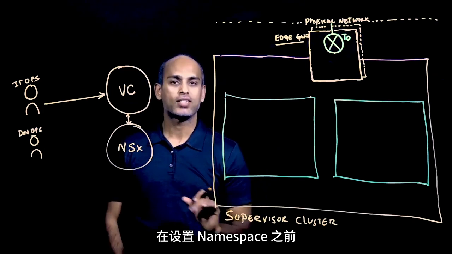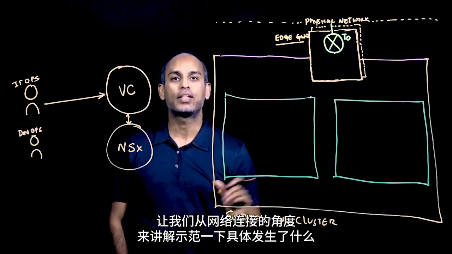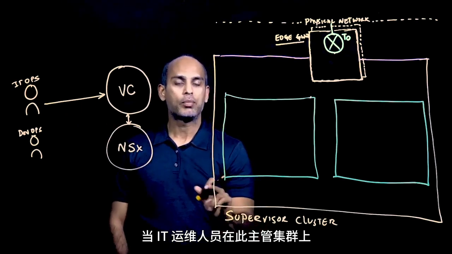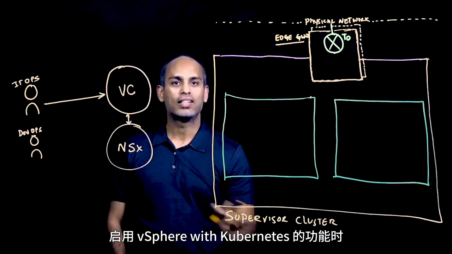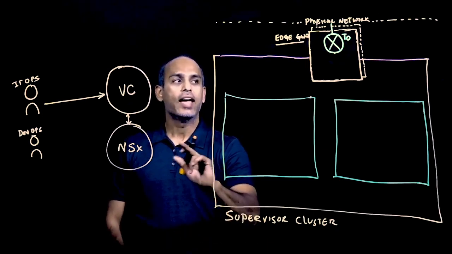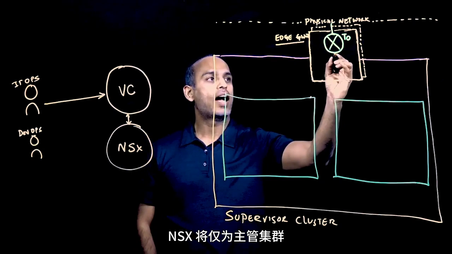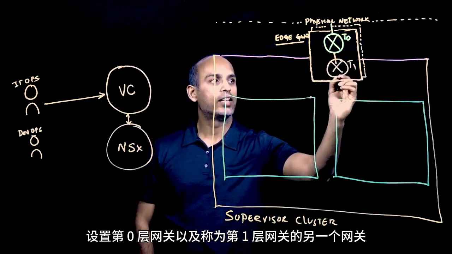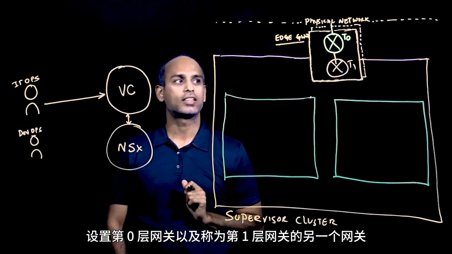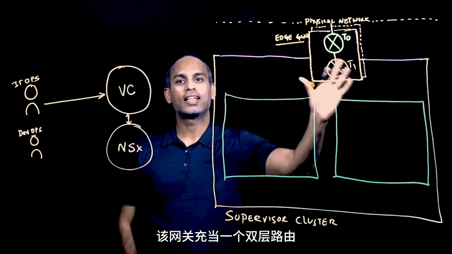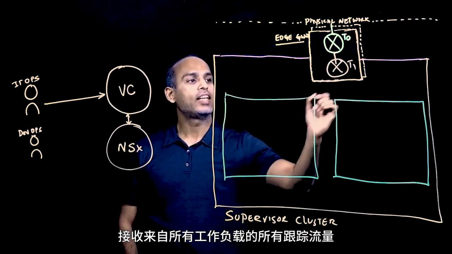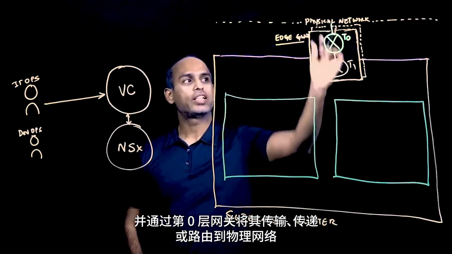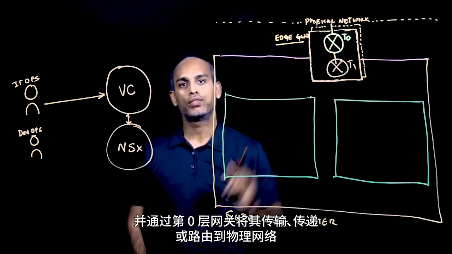Before we set up the namespace, let's walk through what happens from a networking perspective. As the IT ops persona enabled this capability of vSphere with Kubernetes on this supervisor cluster, NSX would set up a T0 and another gateway called Tier 1 gateway just for this supervisor cluster. All it does is act like a two-tier routing, taking all the traffic that comes in from all the workloads and routing it through T0 to the physical network.